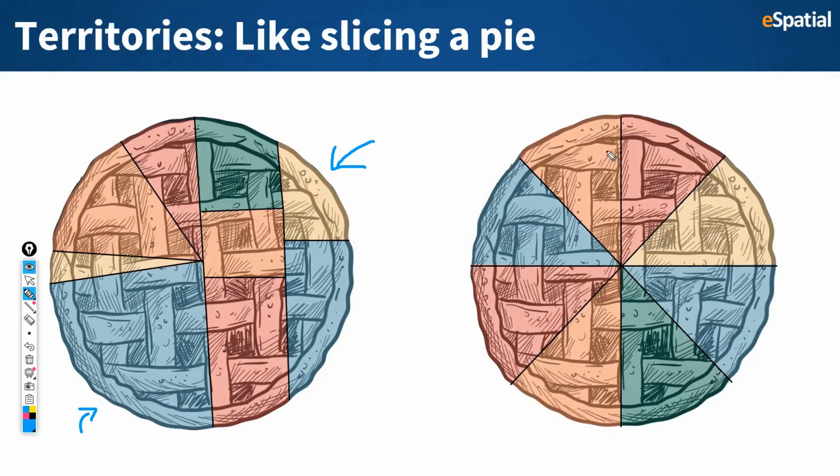So when your territories are imbalanced, like this left-hand pie, you're missing out on potential and leaving revenue on the table. Whereas the right-hand pie shows 8 equal slices that were created using automatic optimization. So in a matter of minutes, unequal territories can be transformed to equal optimized territories.